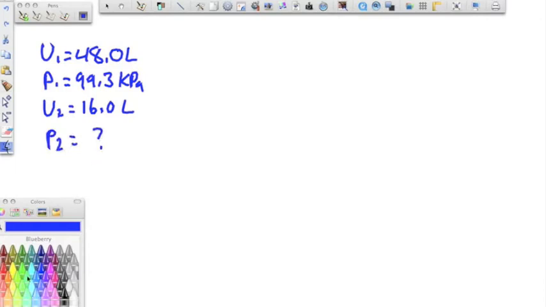The equation that we're using is the same equation we used in the last problem, which is P1 V1 equals P2 V2. We're solving for P2, so to get that by itself, we divide by V2.